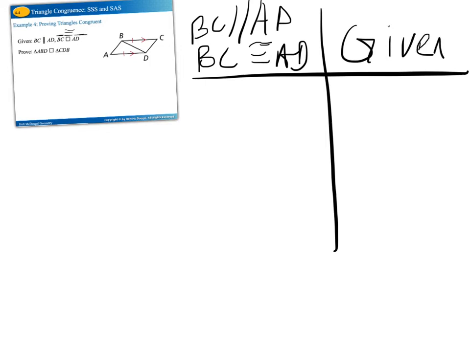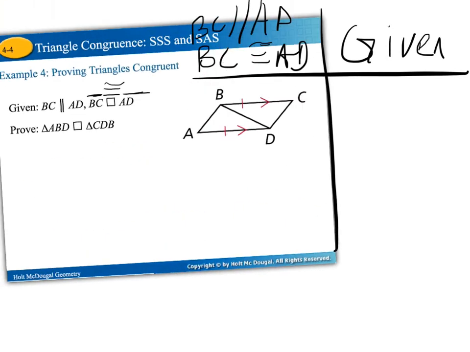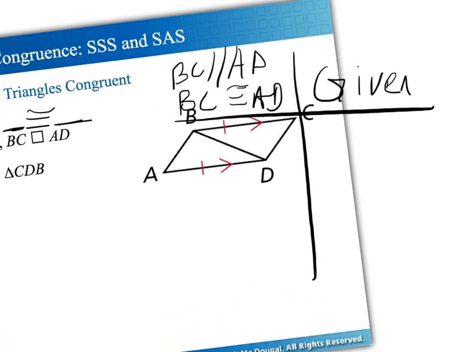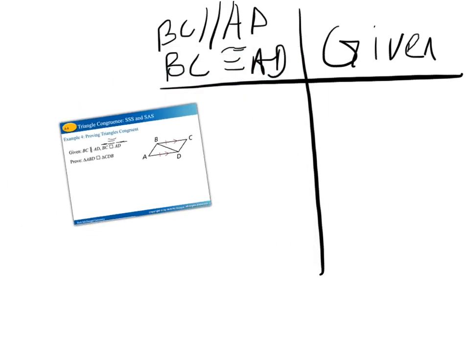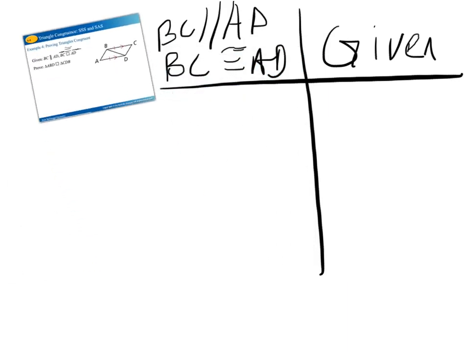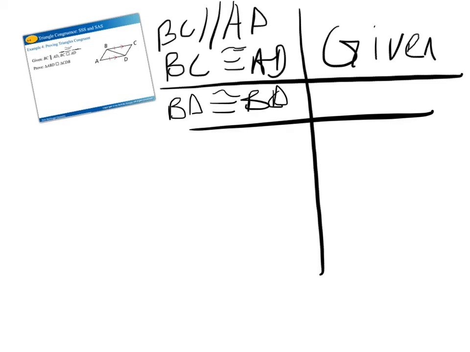Alright, what you need to always do is find the reflexive side. So notice in this diagram, this BD is a part of both triangles. So I can say that BD is congruent to BD because of reflexive.